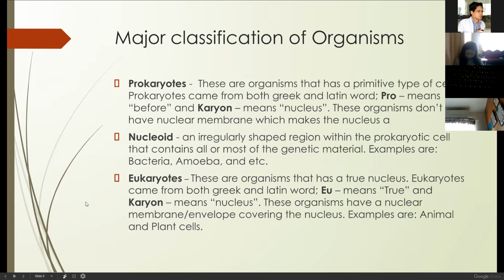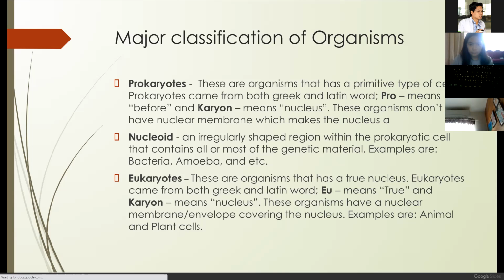Okay. Major classification of organisms. Since organisms are well organized, therefore there are some classifications of organisms. These are the major, right? Prokaryotes or prokaryotic. These are organisms that have a primitive type of cell. Is it primitive? Primitive means old. Prokaryotes came from both Greek and Latin word pro. Pro means before or old.